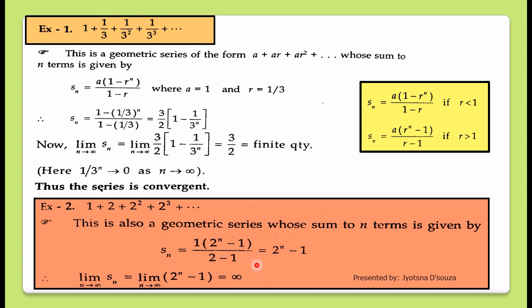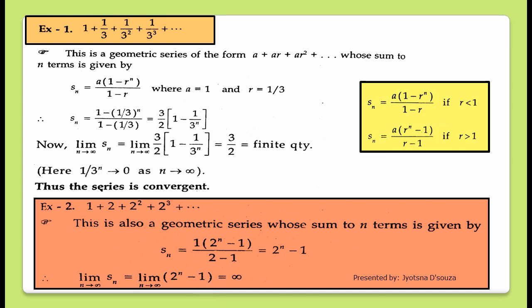Next, to see the nature, let's take the limit as n tends to infinity. When n tends to infinity, 2 to the power of infinity is infinity, and infinity minus 1 is nothing but infinity. So we get the limit as an infinite value. This tells us that the given series, 1 plus 2 plus 2 square plus 2 cube plus etc., is a divergent series. By definition, when we get the limit as finite, it is convergent. If we get an infinite value, then we conclude that the given series is divergent.